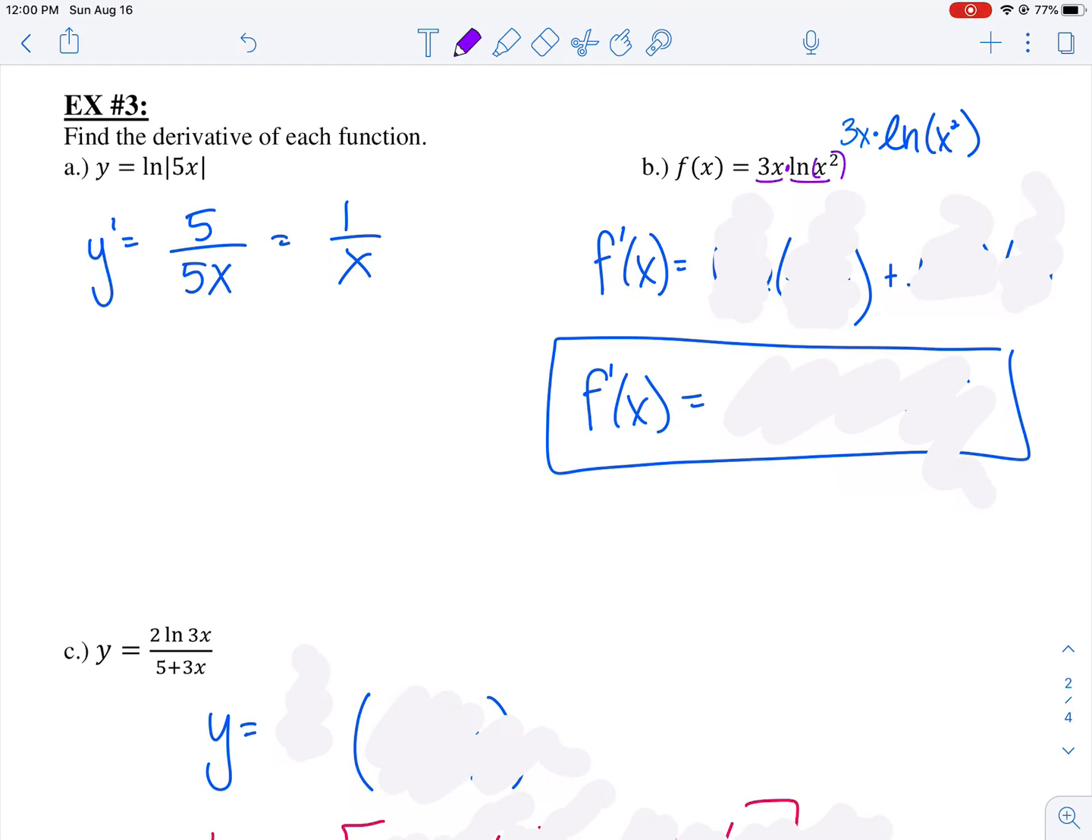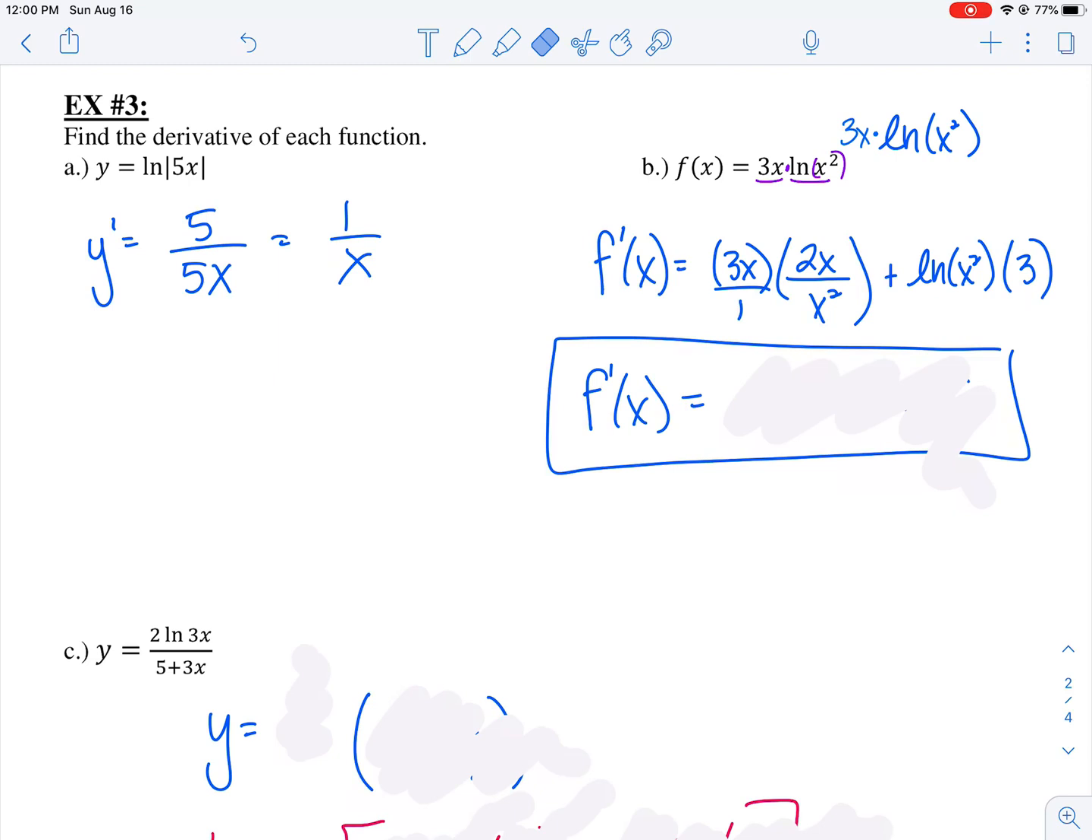Now within that product rule, I'll have to use my natural log and my chain rule, but this originally starts as a product rule. Product rule says, do you remember? The first times the derivative of the second, so the derivative of natural log of x squared is the derivative of the inside over the original inside. That's the first times the derivative of the second, plus the second times the derivative of the first, and the derivative of 3x is 3.